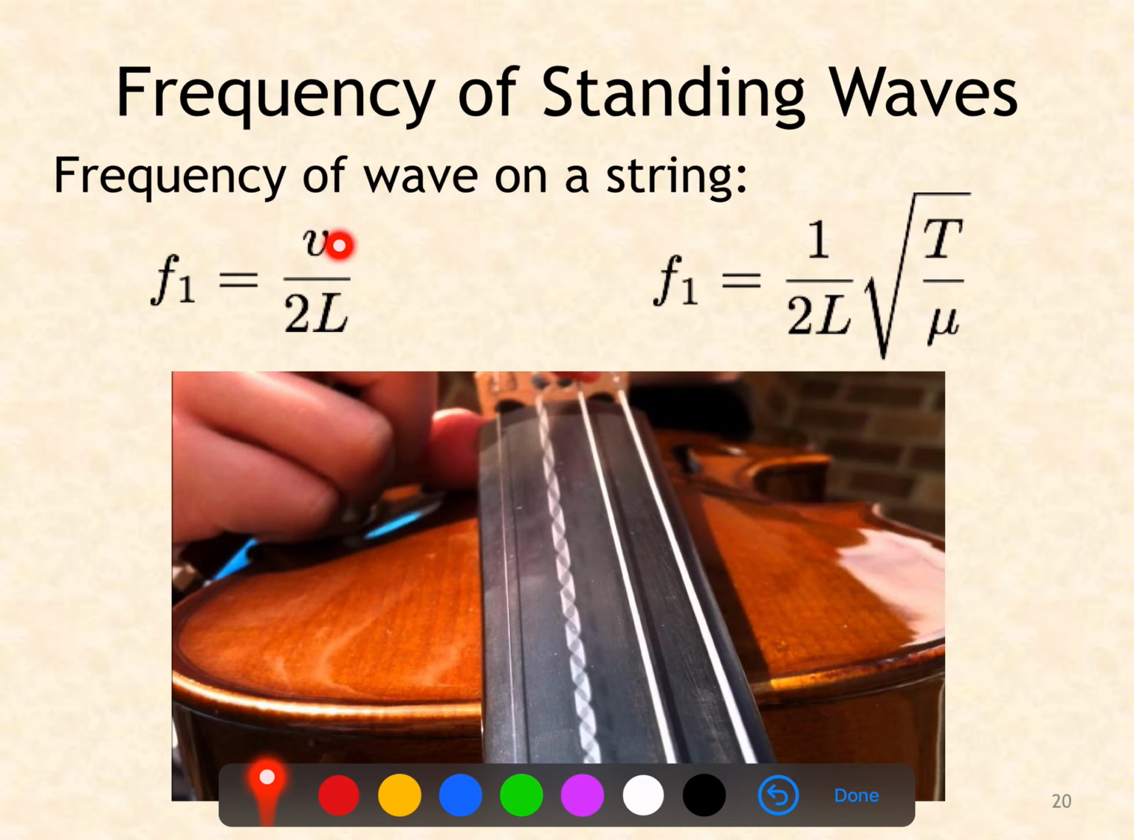So plugging in what I gave you for the wave speed in the previous slide, this tells us that the fundamental frequency is given by this relationship here. The longer the string, the larger the denominator, which decreases the overall number for the frequency, so I get a lower frequency.